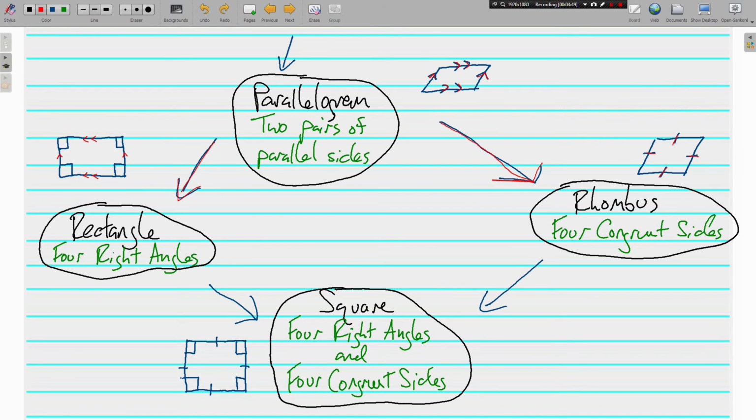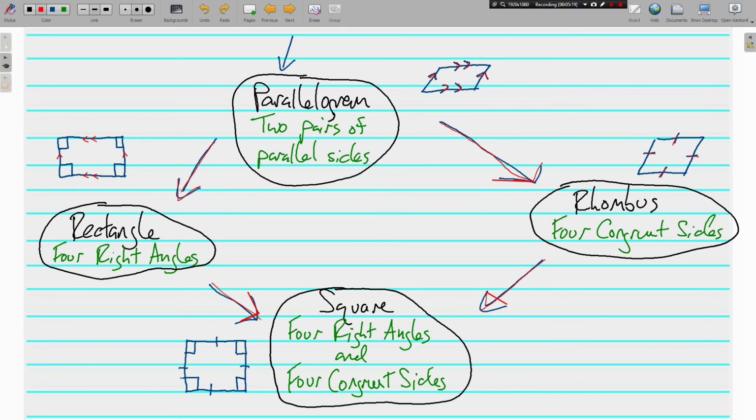Now if you take what a rectangle is and what a rhombus is and put them together, you get a square. A square is a figure that has 4 right angles and 4 congruent sides. A square is a rectangle. It's also a rhombus. It's also a parallelogram. It's also a quadrilateral because it has 4 sides.